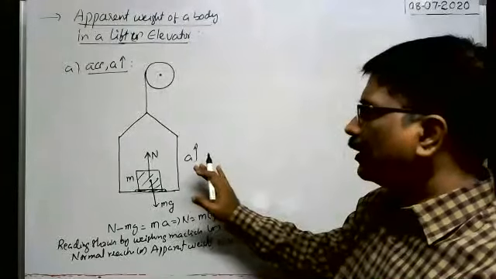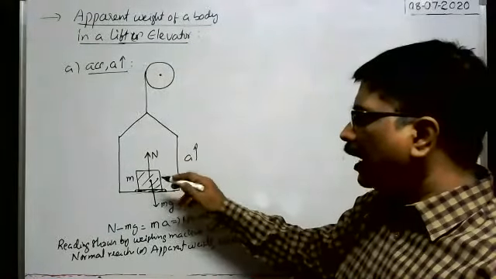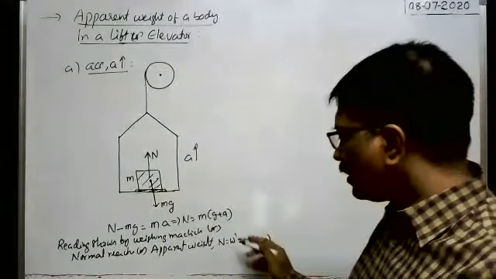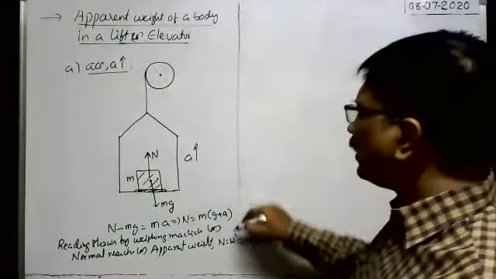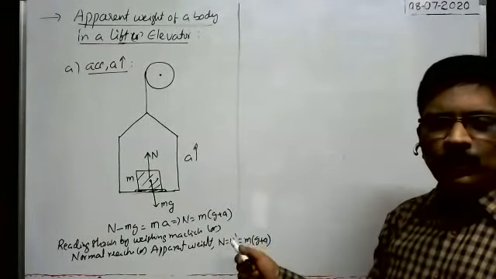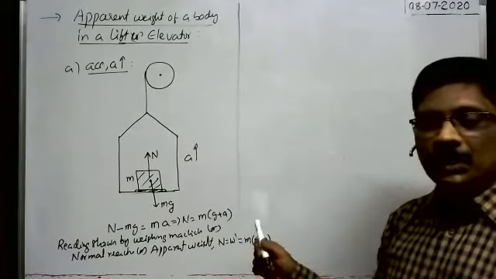In such a case, what is the apparent weight of the block, or what is the normal reaction exerted by the floor of the lift on the block? Whenever the lift moves upwards, the apparent weight increases. As the lift moves upwards, the apparent weight of the man seems to be increased.